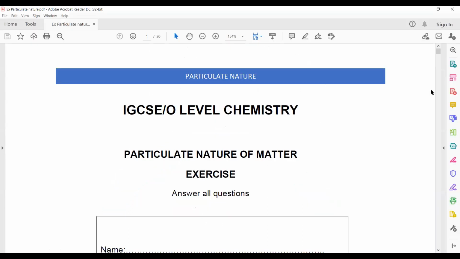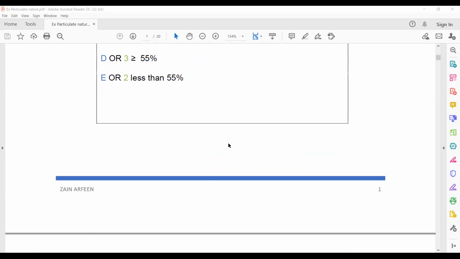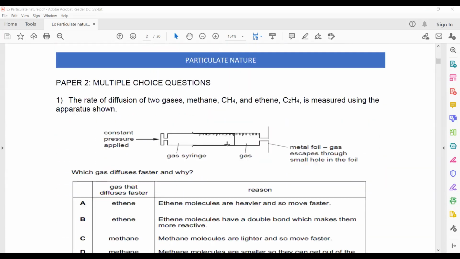So this is an exercise related to topic 1, particulate nature. There are some extra questions because in chemistry the things are interrelated. We will do only questions related to the topic which we have already discussed. Everyone should participate in the chat, and your answer will be only visible to me. Others cannot see your answers, as most of them are MCQs, multiple choice questions.